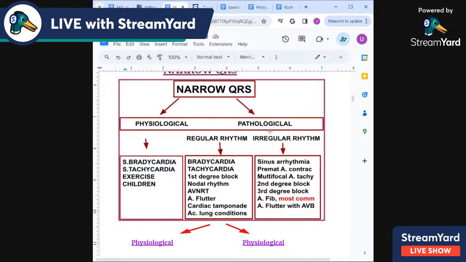Now, the causes of the narrow QRS are physiological and pathological. Pathological is divided into regular rhythm and irregular rhythm narrow QRS. The physiological narrow QRS may be due to bradycardia and tachycardia. It occurs in exercise and in children also. Pathological narrow QRS is divided into regular and irregular rhythm. We'll discuss the pathological bradycardia and tachycardia, and differentiate between the physiological and pathological bradycardia.